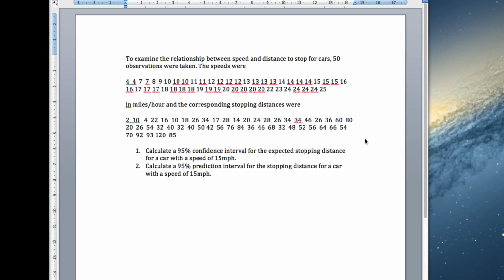Okay, now this is the second YouTube video on linear regression. We're still looking at the same data set as the first one. So again, we're looking at the relationship between speed and distance to stop for cars. We've got 50 observations. These are the speeds and these are the corresponding stopping distances. What we want to do is calculate a 95% confidence interval and then a 95% prediction interval for the stopping distances with a car going at 15 miles per hour.